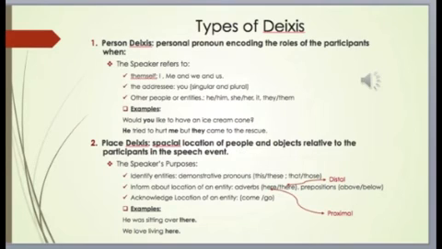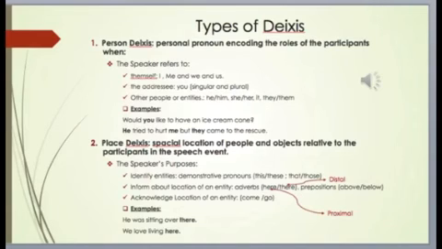The first one is person deixis, which is a personal pronoun that encodes the roles of the participant when the speaker is referring to themselves, to the addressee, or to other people. In this case, if they're referring to themselves, it would be I, me, we, and us, the addressee would be you, and other people would be he, him, she, her, it, they, and them. Some examples of this would be: he tried to hurt me, but they came to the rescue, or would you like to have an ice cream cone?